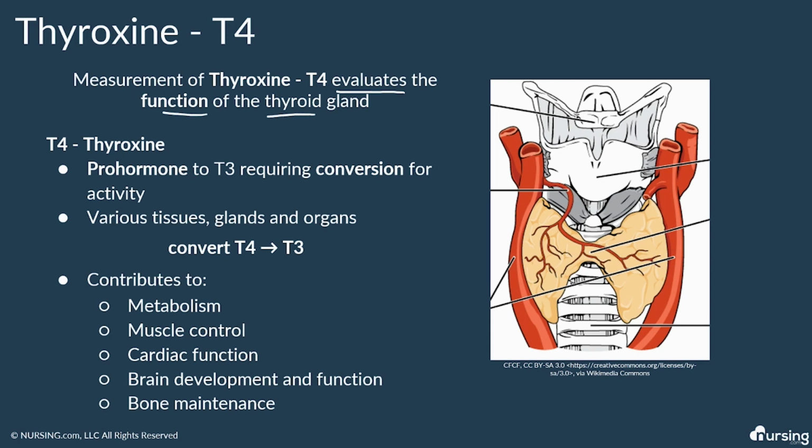It's actually a prohormone to T3, the other thyroid hormone, and conversion is required for the T4 to actually be active in the tissues. So there are tons of tissues and glands, organs throughout the body that actually convert T4 to T3 so that it can be effective to the tissues. It helps to contribute to metabolism, muscle control, cardiac function, brain development, and bone maintenance. It's even good for hair and skin.